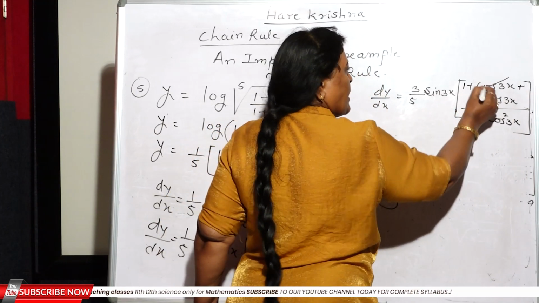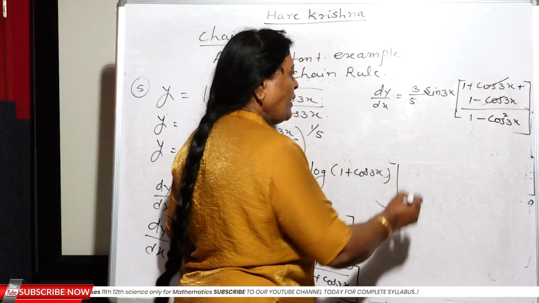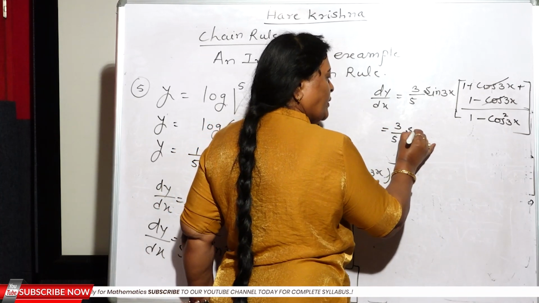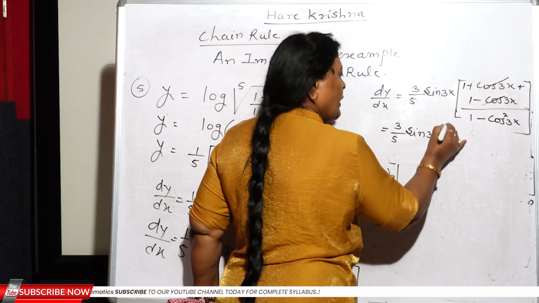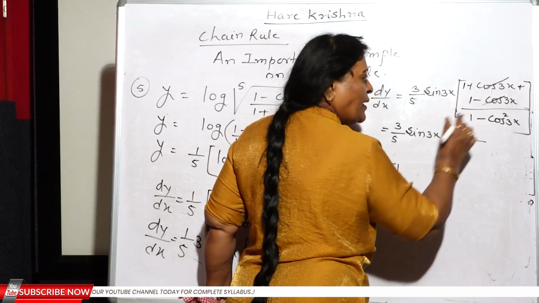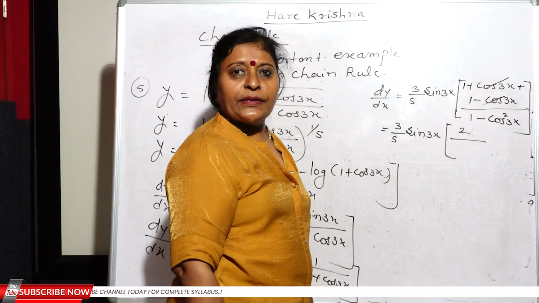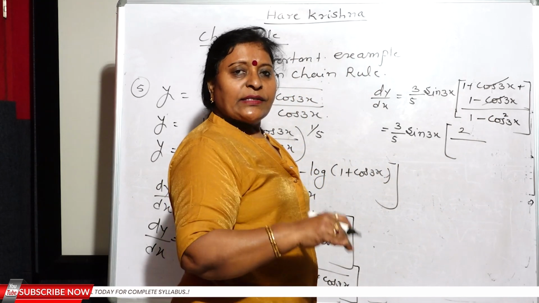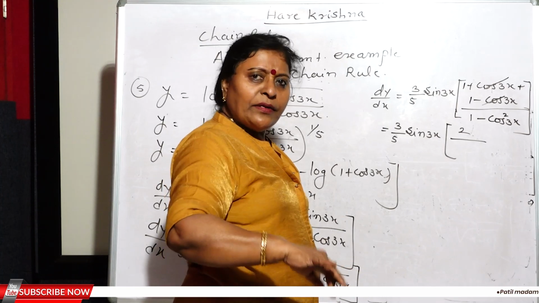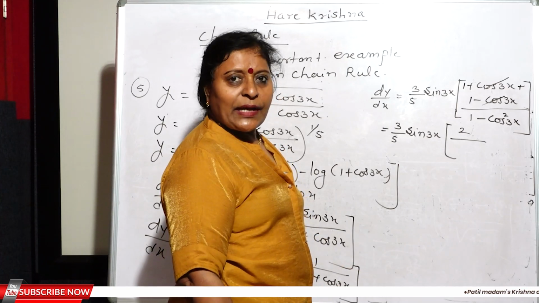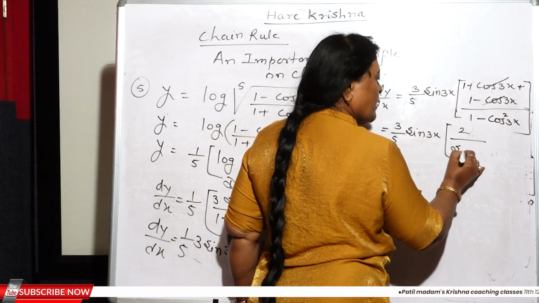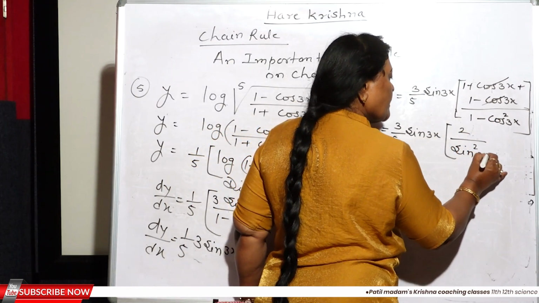See, cos 3x gets cancelled. What remains here? 3 by 5 sin 3x. Here again 1 plus 1, 2. And 1 minus cos square 3x is nothing but sin square 3x, because sin square theta plus cos square theta is equal to 1. Therefore 1 minus cos square theta is nothing but sin square theta. Therefore 1 minus cos square 3x is nothing but sin square 3x.